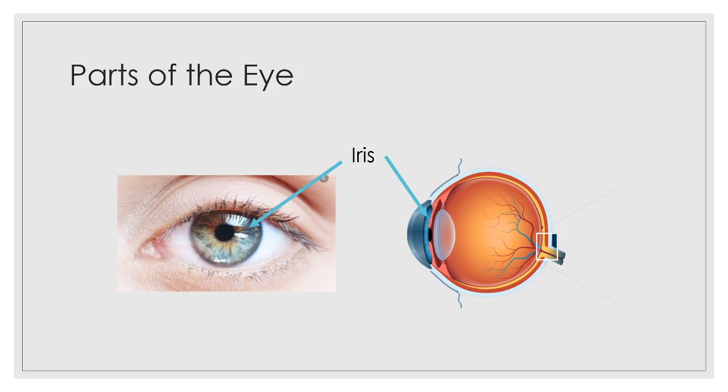The iris is actually kind of like a little muscle, and what's cool about it is that it can change its shape, so it can shrink down to make the pupil in the center really small, or it can expand to make the pupil bigger, and it does that based on how bright the room that you're in is, so that it can open and close and let in different amounts of light.